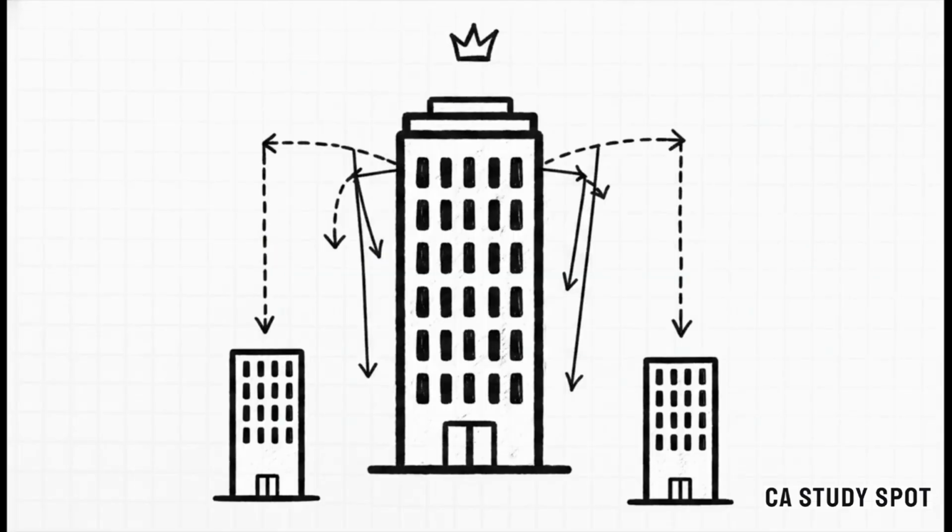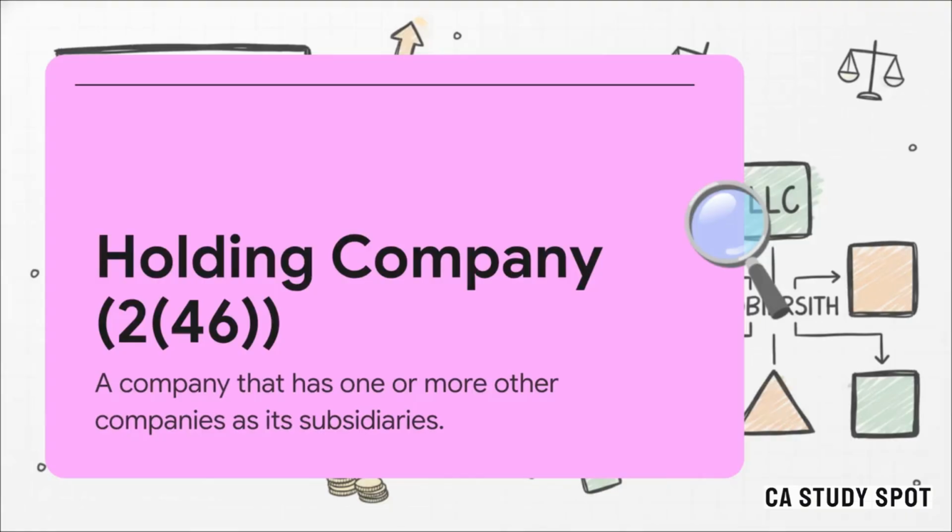This whole idea of control also defines relationships between companies themselves. The absolute easiest way to picture this is to think of a family tree, but for corporations. You've got a parent company at the top. And that parent is what we call a holding company. Its whole purpose is to own and control other companies. It sits at the top of the org chart, managing its family of businesses.